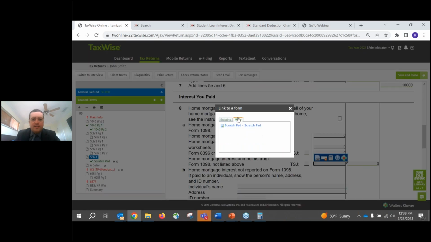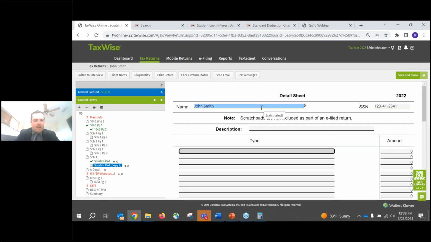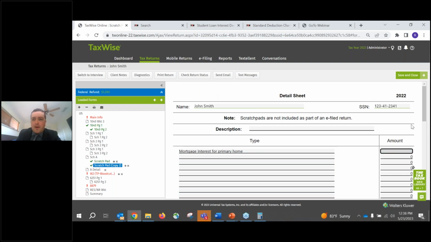We're going to link to another scratch pad, and we're going to say mortgage interest for the primary home. You can see TaxWise is so good, it'll even let you know if you miss a G while spelling mortgage interest. And we're going to say they're worth $13,000 in mortgage interest. We'll tab over. We'll go back to our Schedule A.